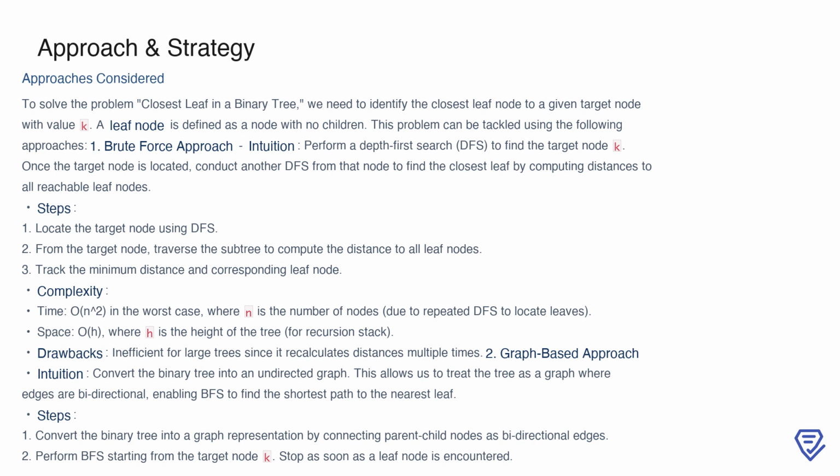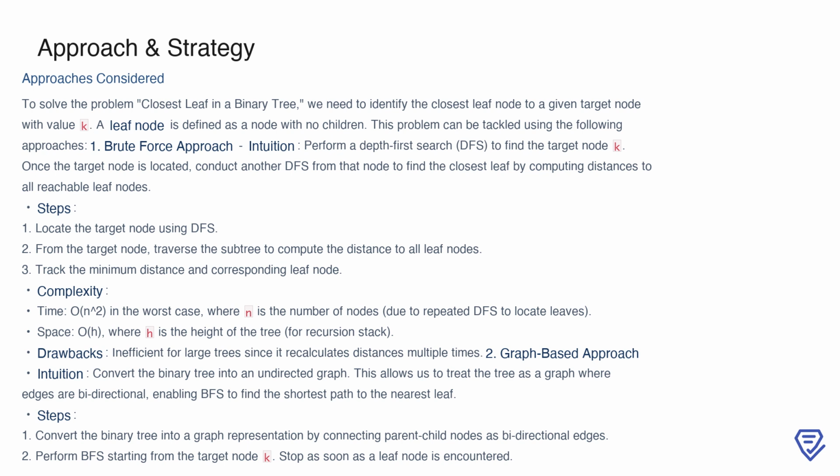Once we find it, we perform another DFS starting from this node to calculate the distances to all reachable leaf nodes. The steps include locating the target node first, traversing its subtree to compute the distances to all leaf nodes, and then keeping track of the minimum distance and the corresponding leaf. However, this approach has significant drawbacks. Its time complexity can reach n squared in the worst case, especially for large trees, because we repeatedly calculate distances to leaves.